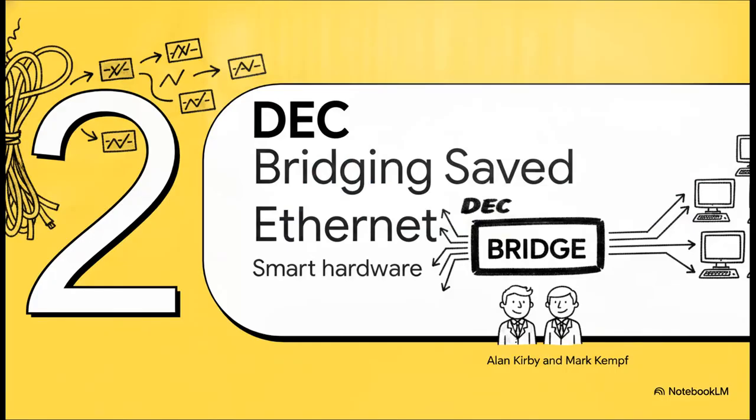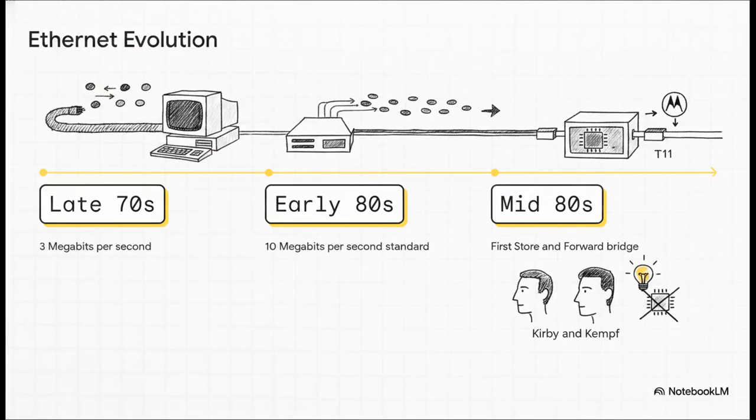Which brings us to section 2, how bridging saved Ethernet and the rise of smart hardware. As networks kept growing throughout the 1980s, those shared cables just got way too noisy. The delay and the sheer variance in transmitting data were going through the roof. Ethernet desperately needed saving. Enter the Digital Equipment Corporation, or DEC, and specifically 2 brilliant engineers, Alan Kirby and Mark Kempf. At this point, Ethernet was evolving from 3 megabits per second to a shiny new 10 megabit standard.